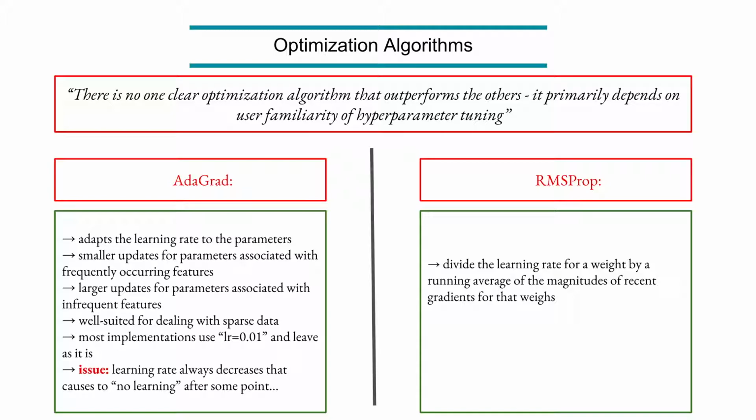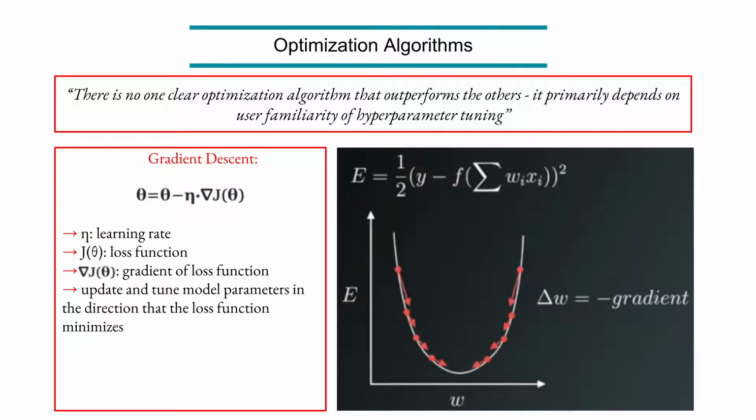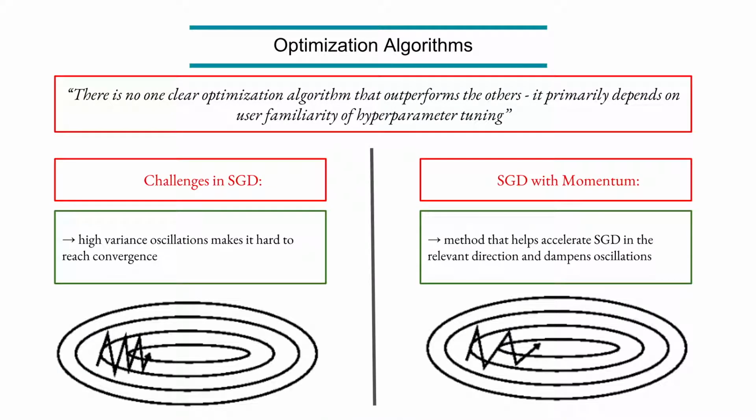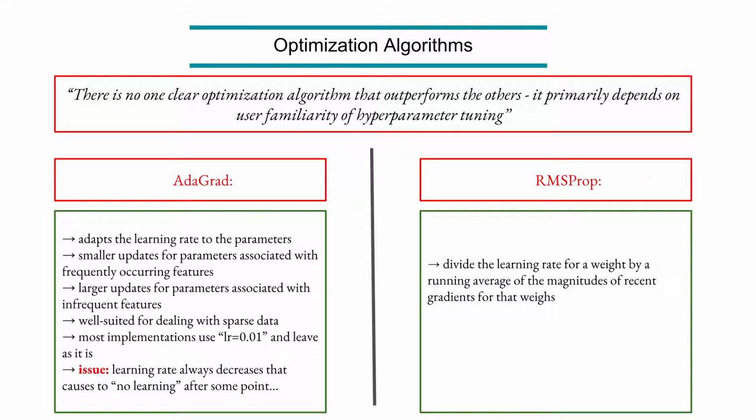That means here the gradient is large and here it is smaller. RMSprop is doing something like this. When you reach the local minima, the learning rate is slowing down.